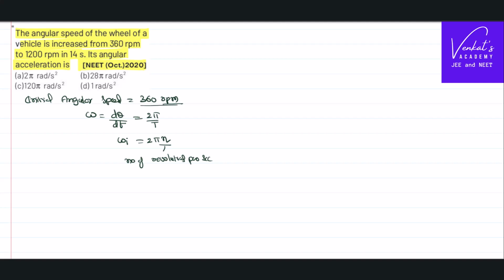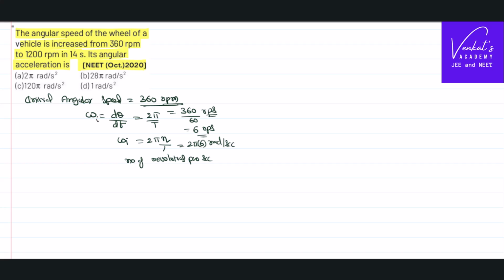But it has been given per minute. That implies this is equal to 360 per minute. Now dividing by 60, it becomes rotations per second, RPS. 360 by 60 becomes 6 rotations per second. Then the initial angular velocity is 2 pi into 6, and it becomes radian per second. Be careful, you have to convert that way.